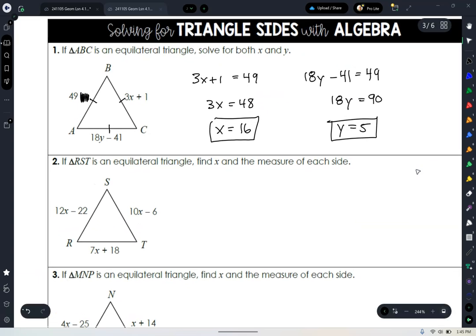All right. Triangle RST is an equilateral triangle. That means we can put a mark on each side, right? All right, and we want to solve for x and then find the measure of each side. Right here, I want you to show me your solve for x work, okay? And then over here, I'll show you what I want to see for your find the measure of each side. All right, so let's start with your solve for x work. Ready, go.